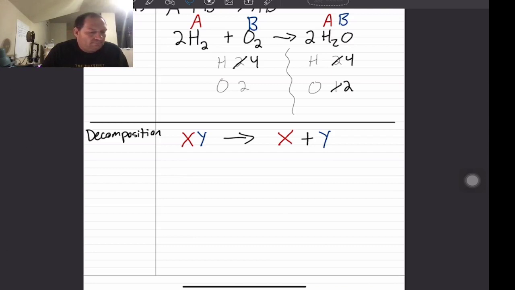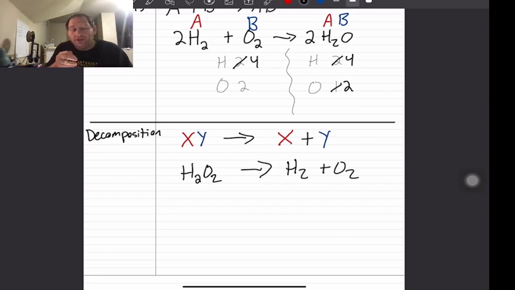Okay. So an example of this would be, let's take the same one we had previously. Let's actually just put H2O2. And they're going to react. And they're going to separate to be H2 plus O2. They were together, now they broke apart. That's decomposition. They're decomposing. Bring it into smaller pieces.